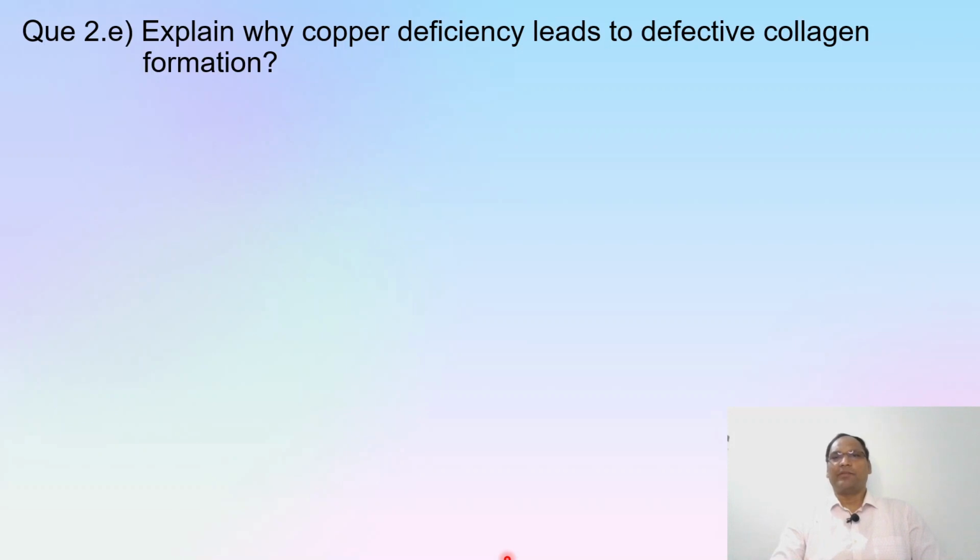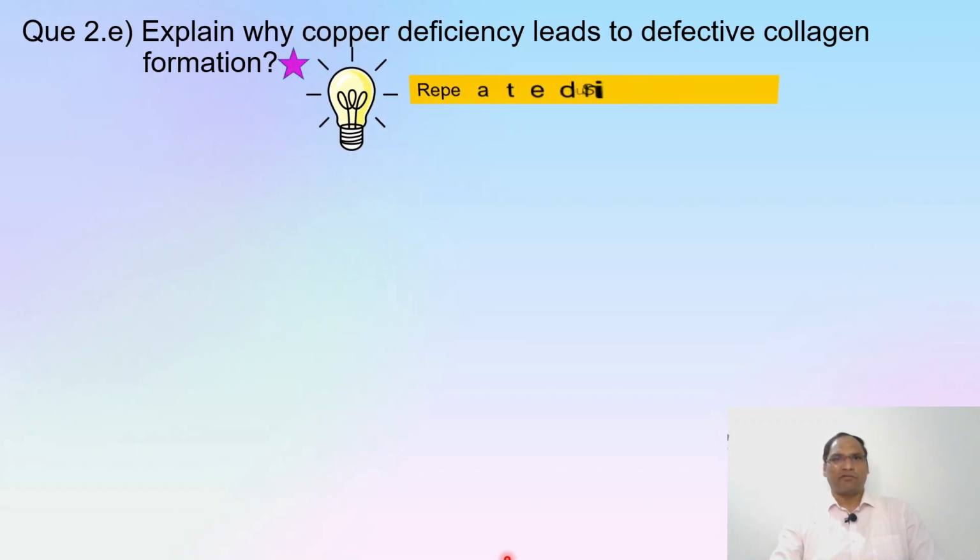Explain why copper deficiency leads to defective collagen formation. Okay, now I will mark this question with a star because this is a very important question and it is repeated in the summer 2023 supplementary exam. It is repeated in a recent paper. So that is the importance of just reading and looking at the solutions for the previous year MUHS question paper.